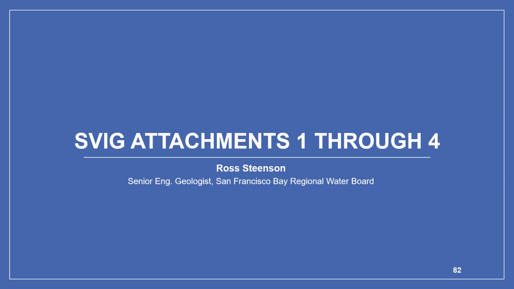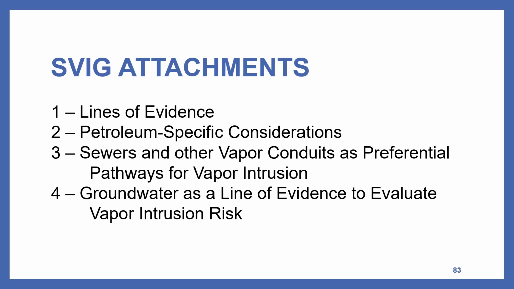We're going to cover attachments 1 through 4 of the Supplemental Vapor Intrusion Guidance, or SVIG. The 4 attachments are, in order, number 1, lines of evidence, number 2, petroleum-specific considerations, number 3, sewers and other vapor conduits as preferential pathways for vapor intrusion. And number 4, groundwater as a line of evidence to evaluate vapor intrusion risk.